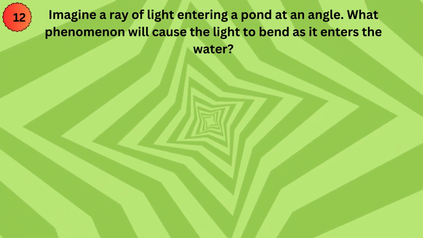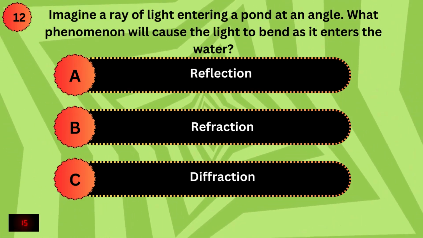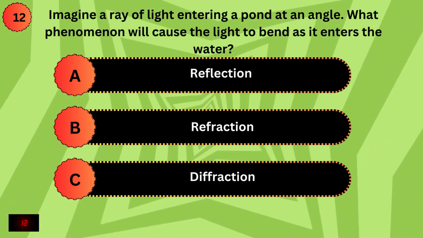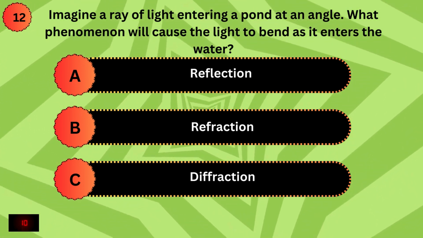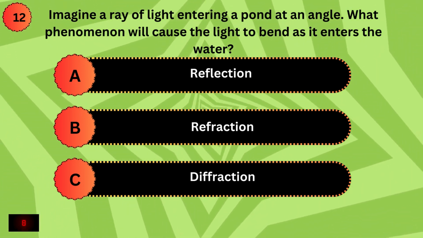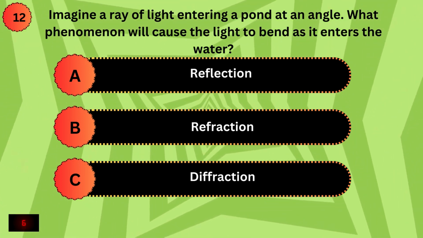Imagine a ray of light entering a pond at an angle. What phenomenon will cause the light to bend as it enters the water? A. Reflection. B. Refraction. C. Diffraction.